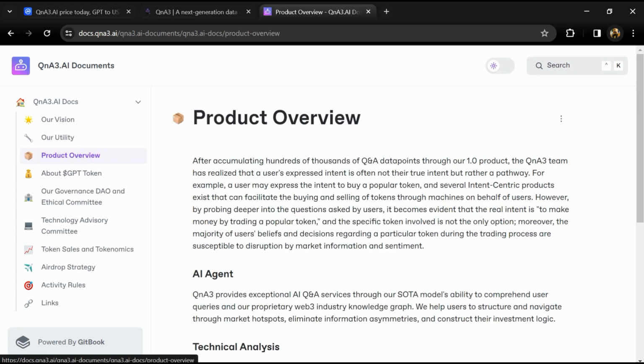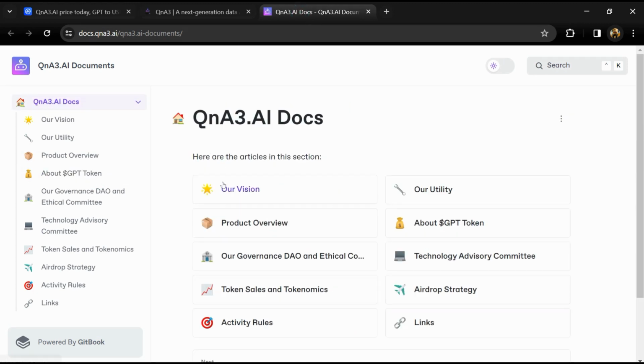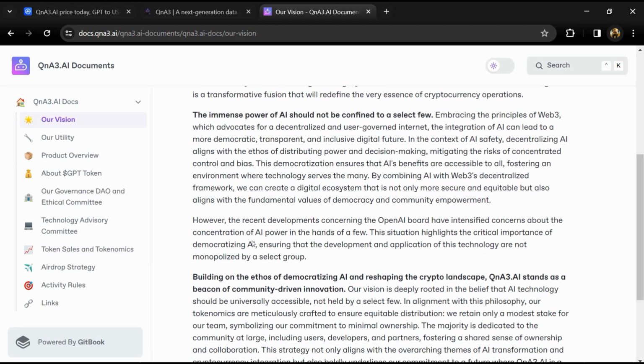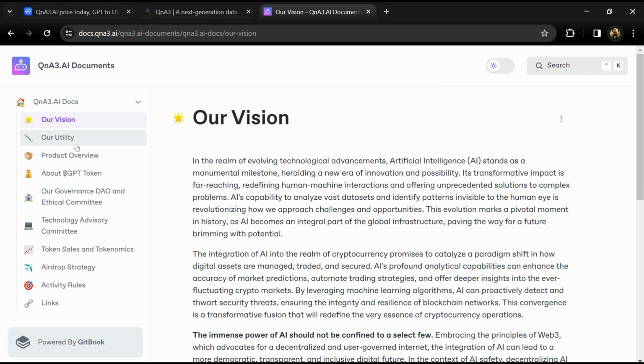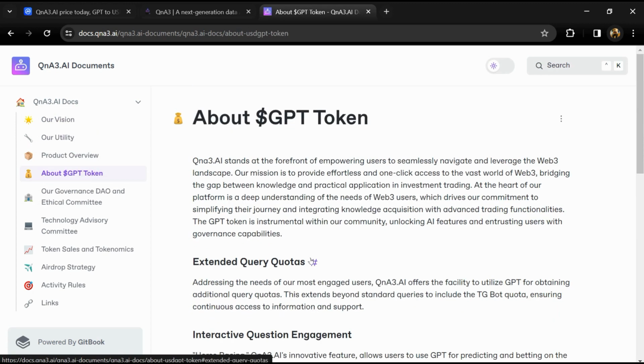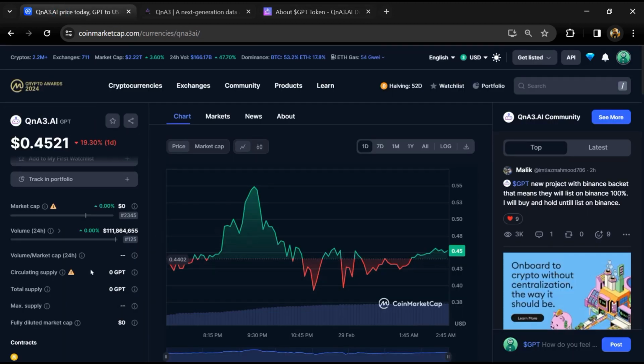At the heart of the platform is a deep understanding of the needs of Web3 users, which drives their commitment to simplifying their journey and integrating knowledge acquisitions with advanced trading functionalities. The GBT token is instrumental within their community, unlocking AI features and entrusting users with governance capabilities.